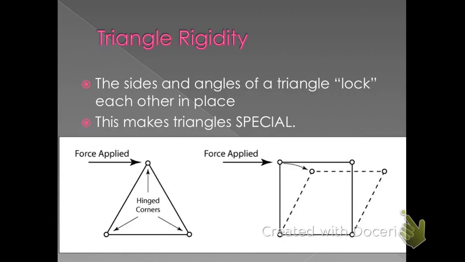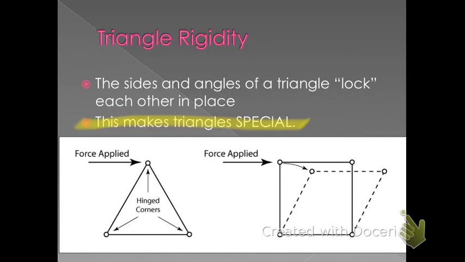Okay, so this is called triangle rigidity. It's not really important for you to remember this. The thing for you to remember is this right down here. Triangles are special. There's a way of explaining this mathematically, but I like this visual here. If we take a couple of hinged pieces of wood and make a triangle, if you push on one of those corners, the triangle's not really going to change shape. It might bend a little bit, but it would spring back into its original shape.